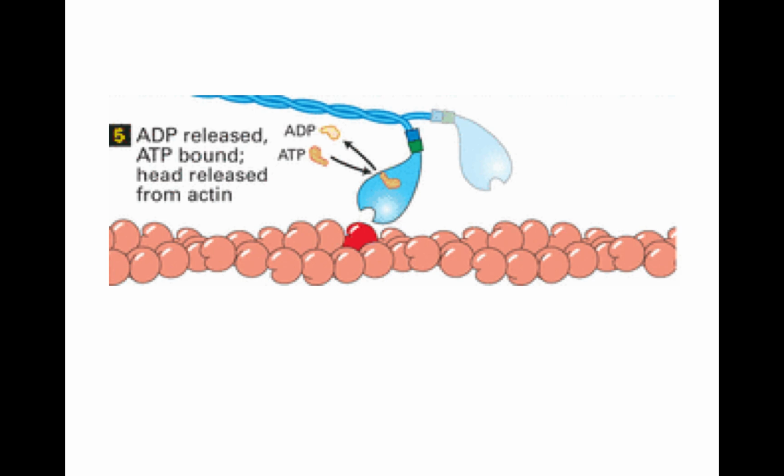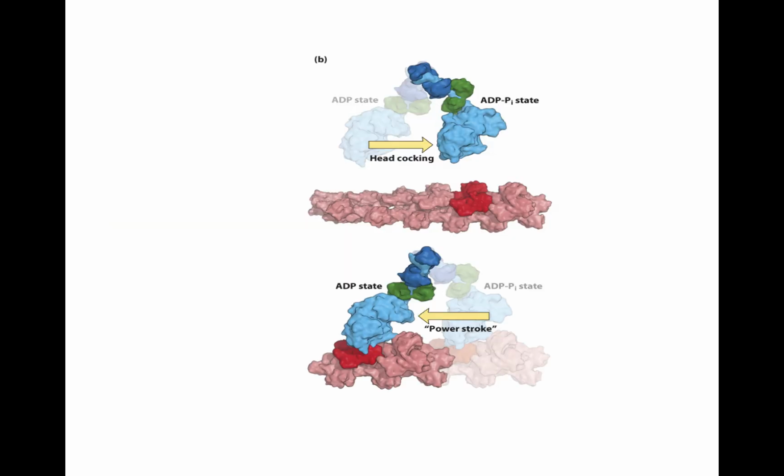So ADP is released. A new ATP molecule is bound. That causes it to unbind from where it was bound. Then that new ATP is split. It'll cock its head forward. It'll bind to the new spot. Phosphate will be released. It'll cause the myosin to move again, or the actin to move in this direction relative to the myosin, and these sorts of cycles are what allows muscle to contract.